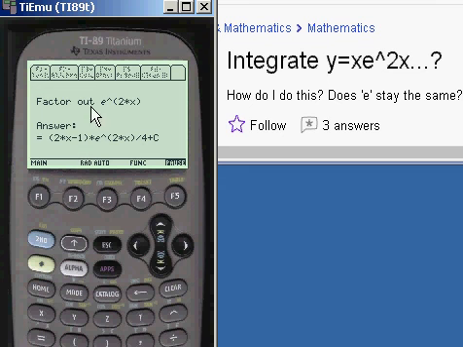Now the trick here: factor out e to the 2x. If we factor out e to the 2x, we get 2x minus 1 times e to the 2x divided by 4 plus c, which is the answer.